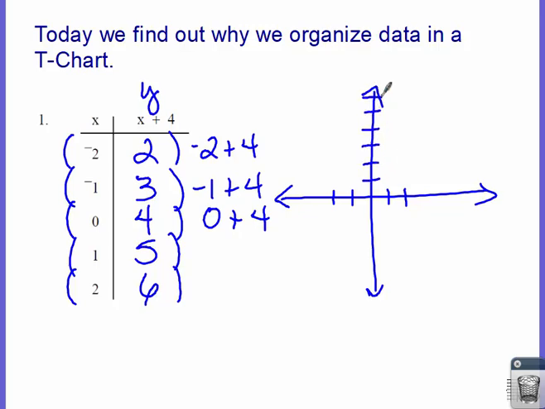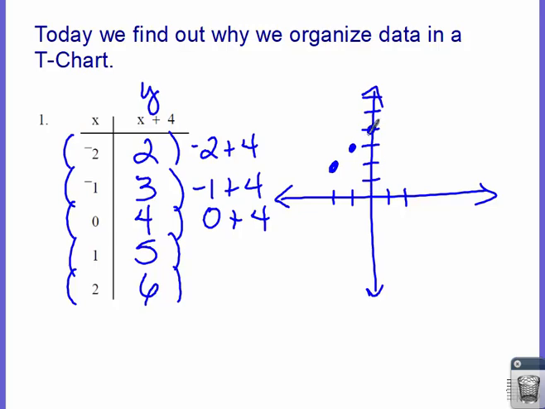And now we graph our points. Our first coordinate says I'm going to go left 2, up 2 from the origin. So left 2, up 2, put a dot. The next one says left 1, up 3. So from the origin I go left 1, up 3, put a dot. The next coordinate says 0, 4. So I go right or left none, and go up 4.